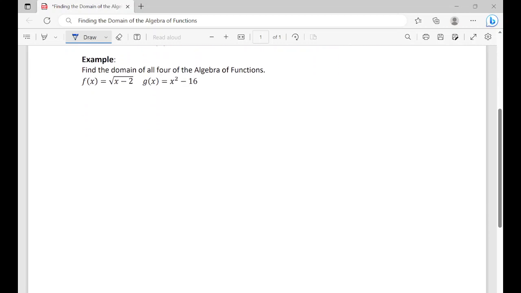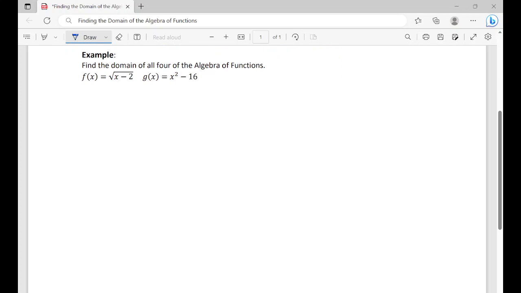We're going to find the domain for all four of the algebra functions. So the first one we're going to do is the sum. So f plus g of x, we know it's just adding the two functions together, so square root of x minus 2 plus x squared minus 16. And so these are the two functions added together. Now when it comes to the domain, you have to find out either what will cause division by 0 or what will cause a negative number under an even radical.